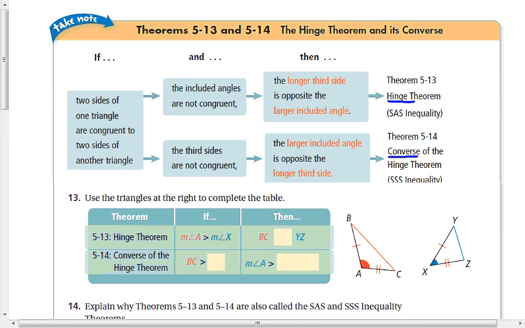The hinge theorem's nickname is the side angle side inequality. I don't really like that so much, so we're going to use hinge theorem. But go ahead and do 13 and 14 here using that theorem. I'll check back with you.